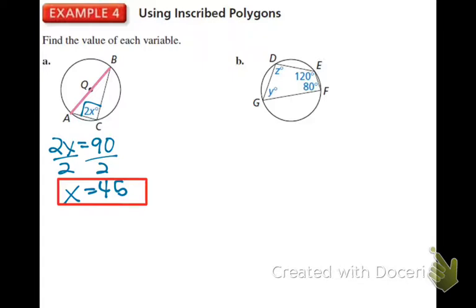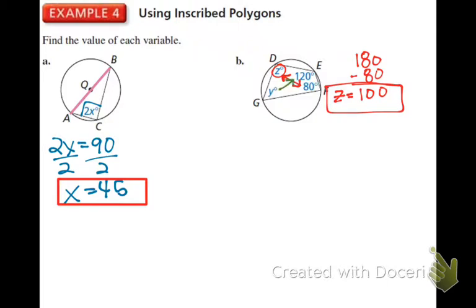Letter B. What kind of shape do we have? Quadrilateral. So let's say we wanted to find Z first. Z is across from what angle? Angle F, which is 80 degrees. So that means they have to be supplementary. So how do I figure out what Z is? 180 minus 80, right? Is 100. So Z equals 100. That's all you do.